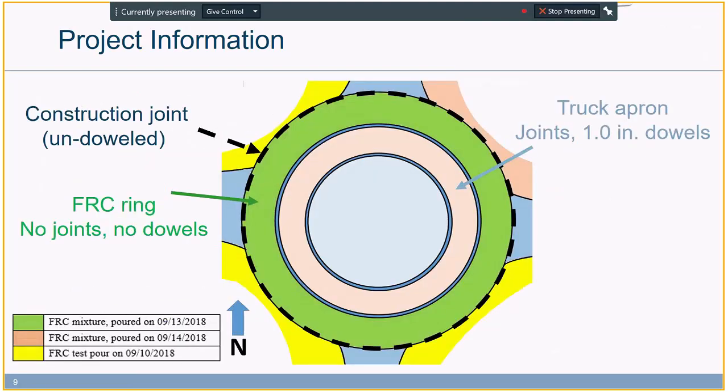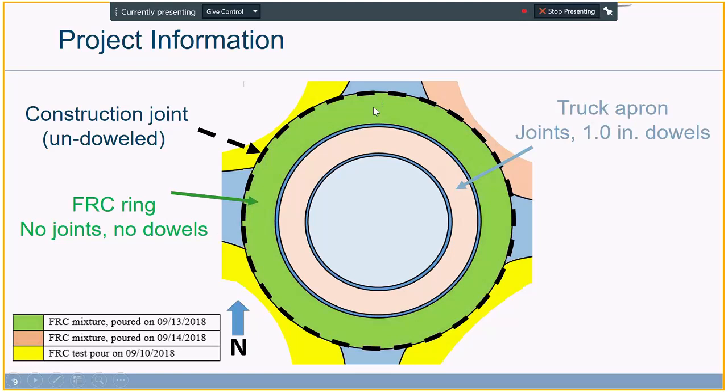Here we have a schematic drawing of the roundabout itself. Hopefully it can better show the FRC ring and the project itself. The green areas here are the jointless FRC ring, which is of the main interest in our study. There were no joints, as I mentioned earlier, no dowel bars, of course. For the truck apron inside, we had joints and there were 1-inch dowel bars involved in the design.